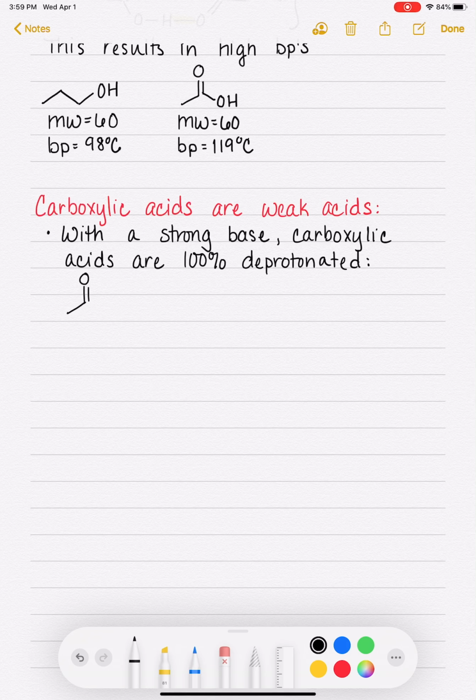So let's use acetic acid, and let's react it with a strong base like hydroxide, and it's going to be a forward reaction. The hydroxide is going to grab hydrogen off of the OH group, and what we are left with is a deprotonated carboxylic acid and water, a byproduct of that reaction.